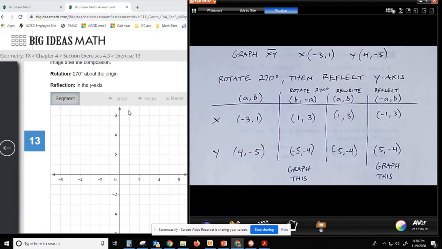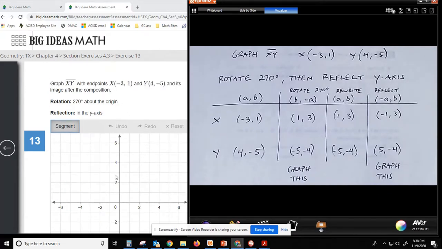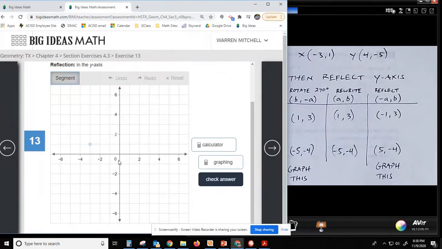I need to graph a couple things. Okay, I'm in the textbook here. I need my points (-3, 1), and I need (4, -5), over 4, down 5. There's my first. I am going to graph my rotation. I need a new point, (1, 3), and (-5, -4).